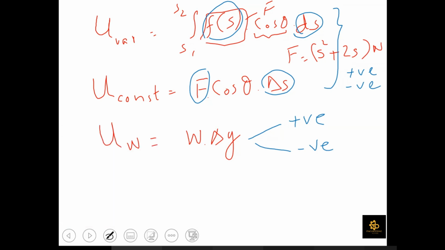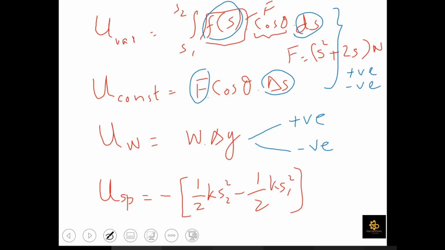Okay, the fourth force which we considered yesterday was the spring force. So work done due to spring force would be, by formula, minus half k s2 square minus half k s1 square. So this is going to be the work done due to a spring force. Here S2 and S1 basically represent the deformation in the spring from its unstretched position at position 1 and position 2. In other words, this S2 is basically L2 minus L naught.